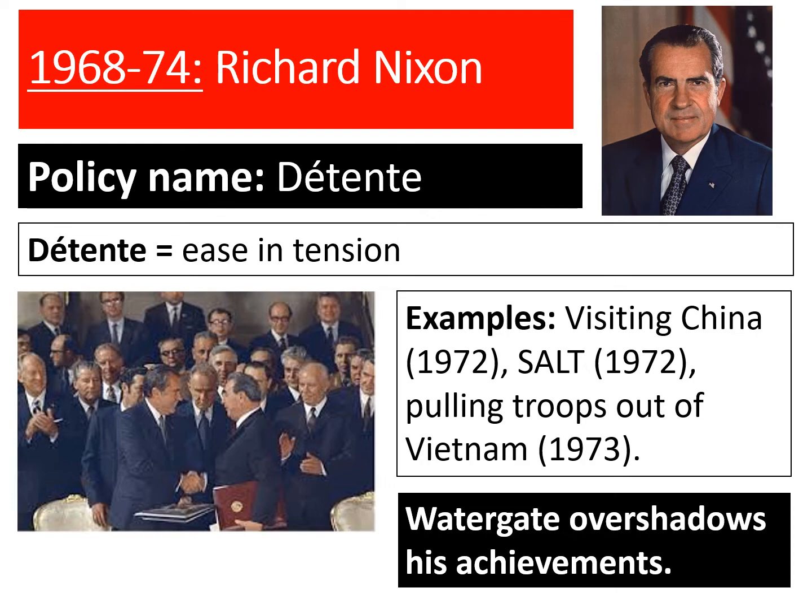He's also the president responsible for ending the war in Vietnam. He pulls troops out in 1973. He starts to negotiate a peace treaty and he signs a peace treaty, eventually bringing an end to the war.